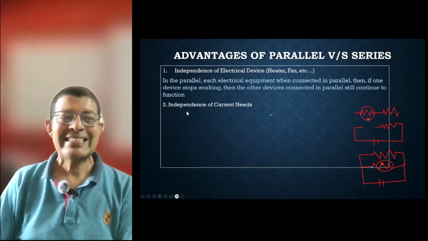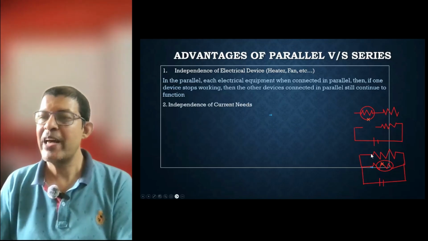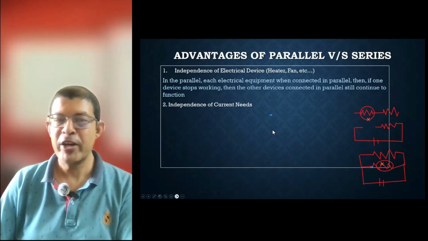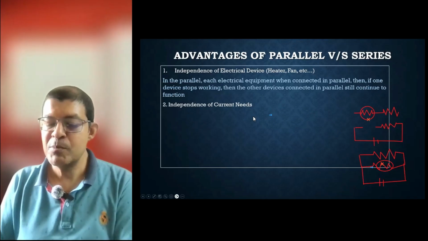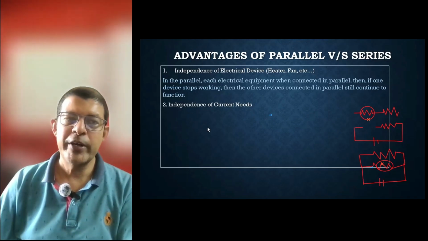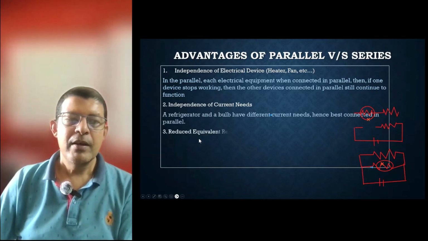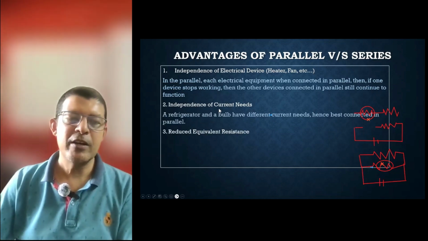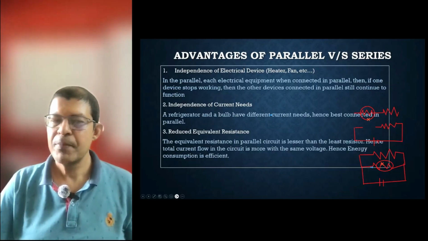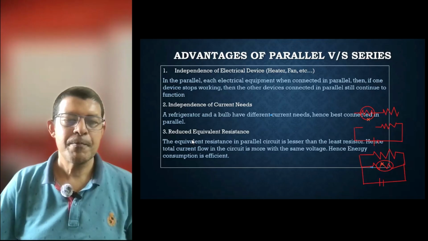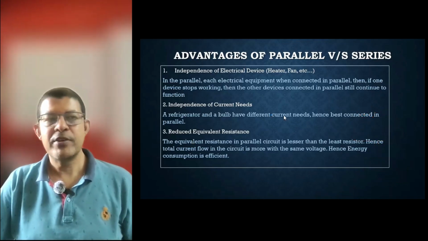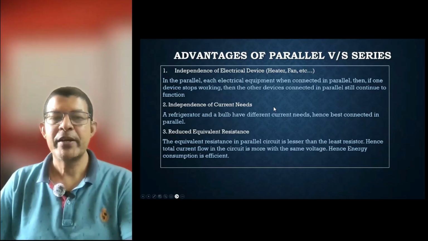So the second advantage is independent current needs. Now each device will have a different current requirement. A bulb will have a different requirement. A refrigerator will have a different requirement. If you connect them in series, the same current will flow for everybody, and one device will blast. So that's why you take a parallel connection, right? So here you get an independent current need. Then the equivalent resistance also is reduced, offering the least resistance. Hence, the energy consumption is more efficient. Right? This was the final topic.